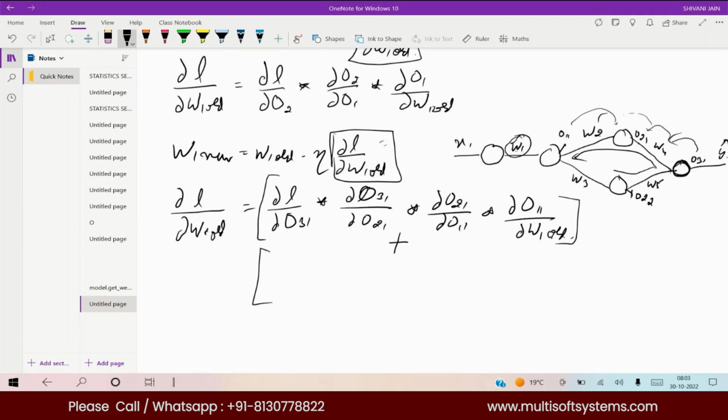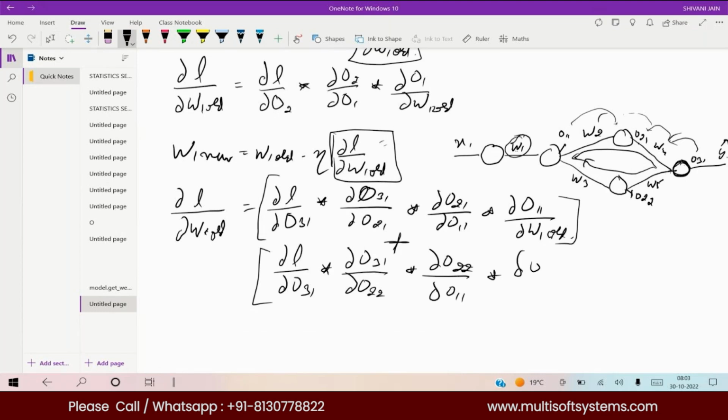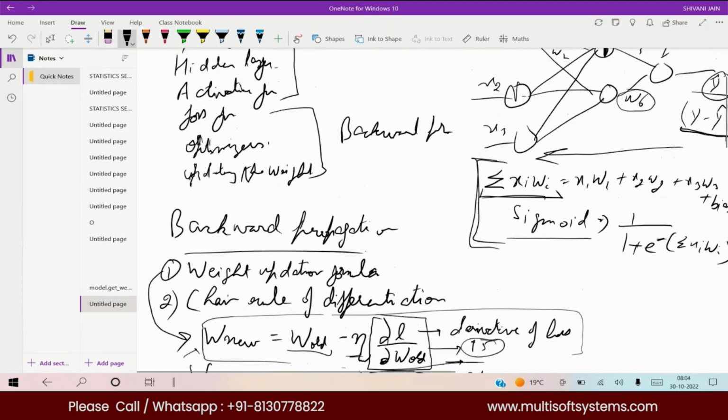Now I'll take this path also, so it will be plus derivative of loss divided by derivative of O31. This time I'll take derivative of O31 divided by derivative of O22, O22 divided by O11, and derivative of O11 divided by derivative of W1. This is your final equation. If there were one more neuron in this way, you would consider that neuron also. So this was about backward propagation.